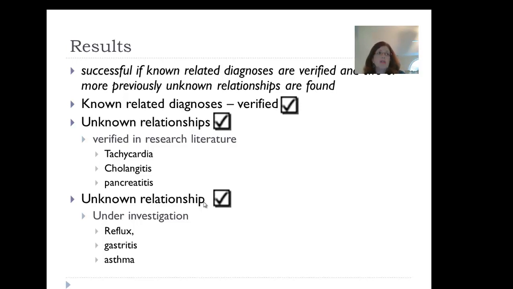or to have a study where you can go and check the medical records and see if people came in with reflux, gastritis, and asthma, or if they developed them while they were in the hospital, so we can see if there's a confounding influence there. So were we successful?